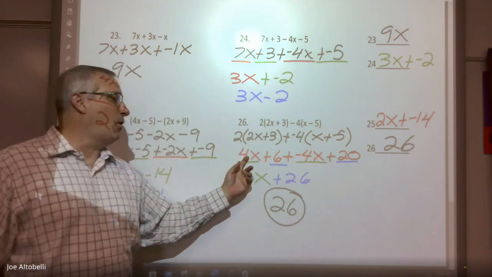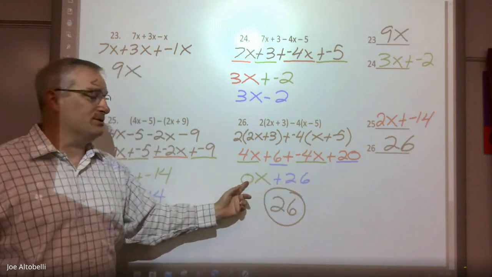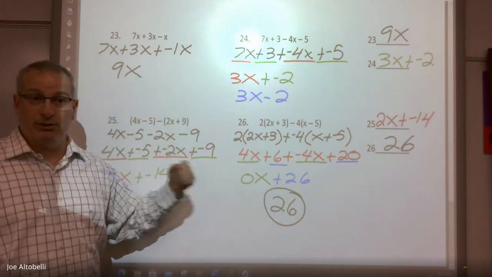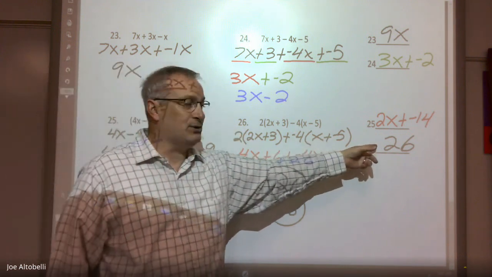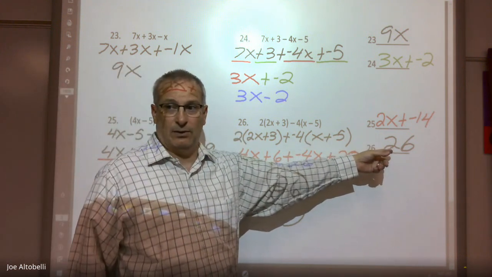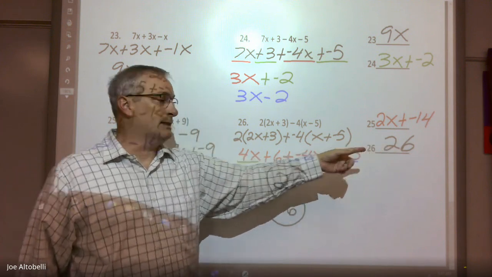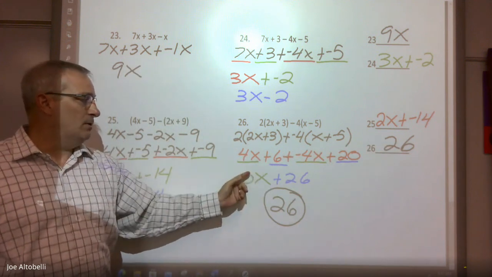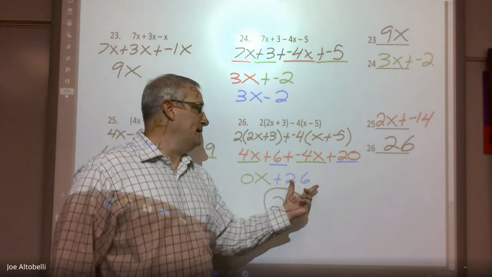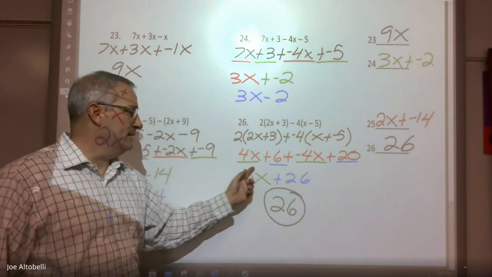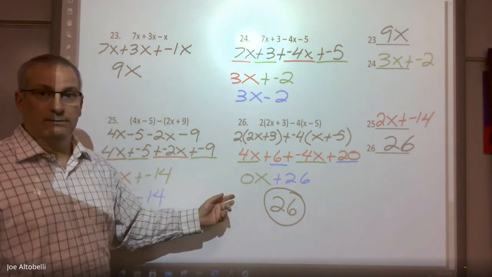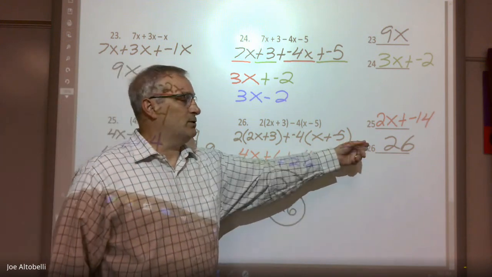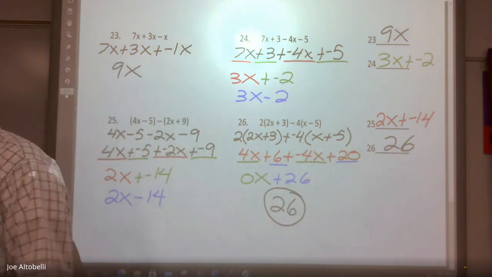4x plus a negative 4x is 0x, which is just 0. Do not write in here 0x plus 26. No, that'll be wrong. That's 0. And then the 6 plus 20 is 26, so then this is just 26 because this is 0. So we just get 26. Questions?